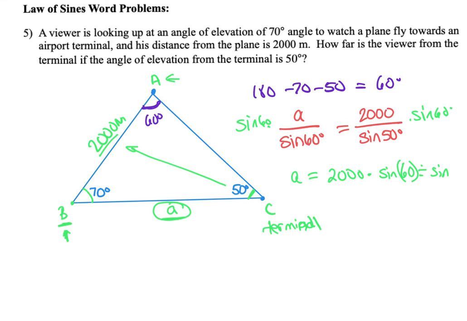And what do you get? You should get 2,261, I think, if you round to a whole. Rounded to the nearest tenth, it is a 0 there. So 2,261 meters.